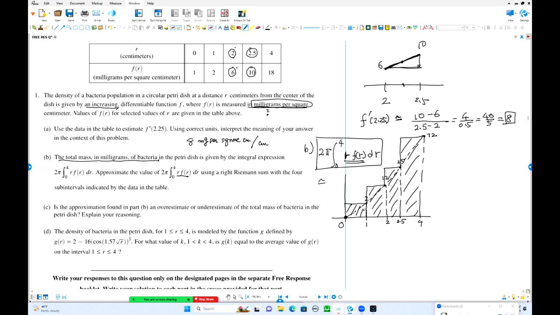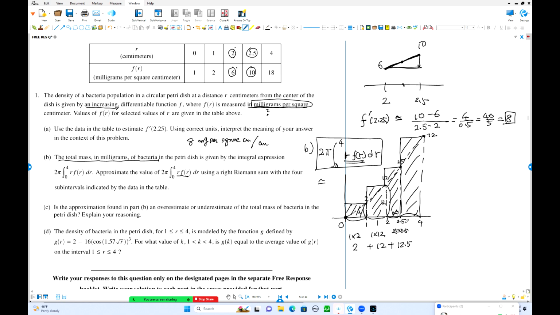Okay, first area is how much? 1 times height is 2, right? So first area is 1 times 2 equals 2. Second area is what? 1 times, height is 12, okay? 1 times 12 equals 12. Third one, the bottom is only 0.5, 0.5 times 25, okay? 25 times 0.5 is 12.5, okay?